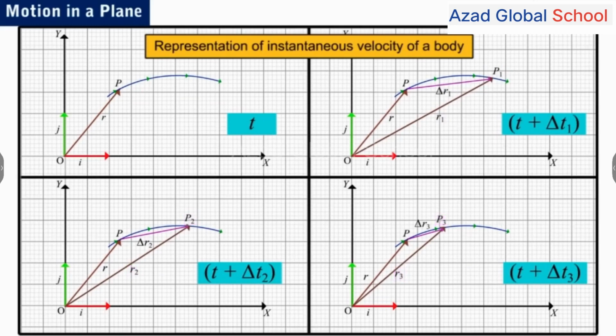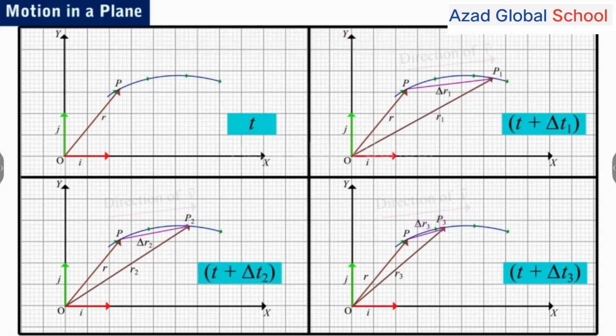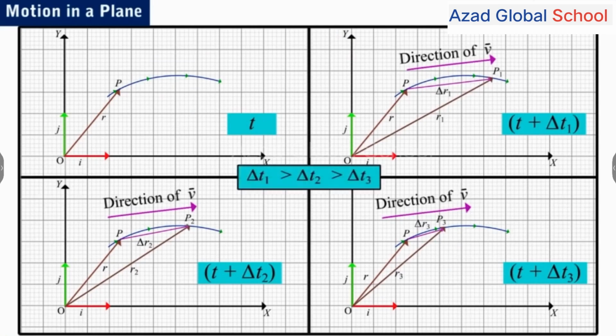The displacement vectors with respect to point P are: at point P1, its displacement is delta r1. At point P2, its displacement is delta r2. And at point P3, its displacement is delta r3. The direction of average velocity vectors are shown in the graphs. Delta t1 is greater than delta t2, which is greater than delta t3.